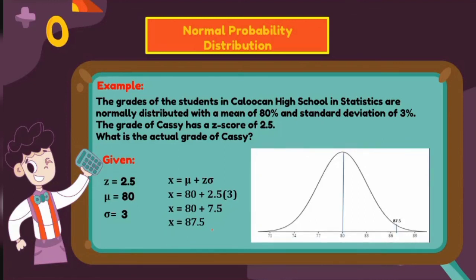So for our illustration, ito siya. Yung 87.5 within the interval 86 to 89. And if you will try to relate dun sa mga C-scores natin or standard deviations natin from negative 3 up to positive 3, yung 2.5, ito siya, yung 87.5 natin in this illustration. Dapat between 2 and 3 yung given term natin. Then lastly, for our answer, the actual grade of Cassie is equal to 87.5%.